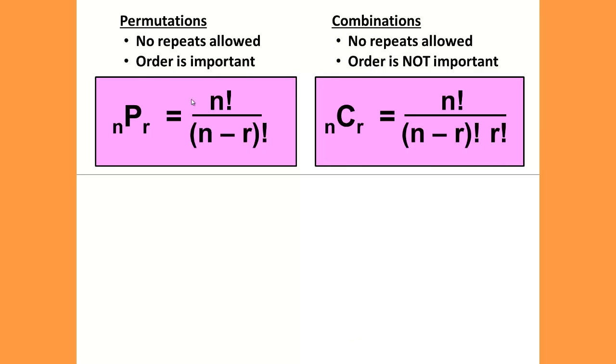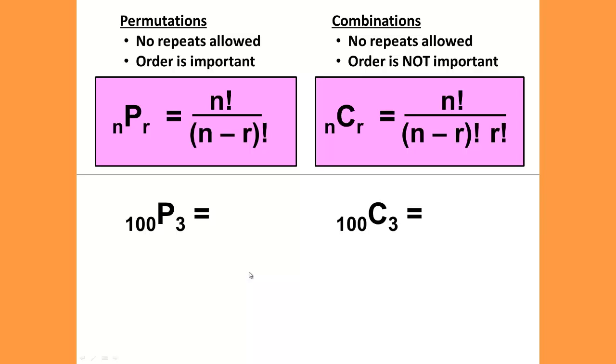Next, we're comparing permutations and combinations, and remembering the differences between the two. For permutations, no repeats are allowed and order is important. For combinations, no repeats are allowed, and order is not important. And remember your two formulas.